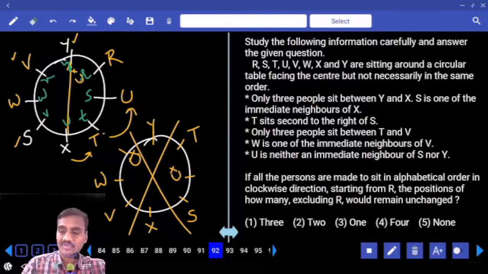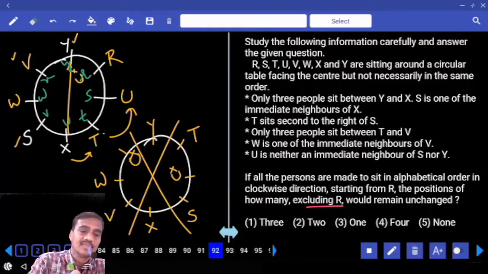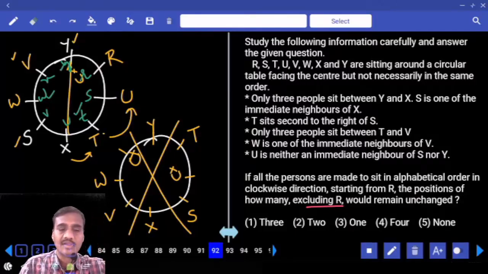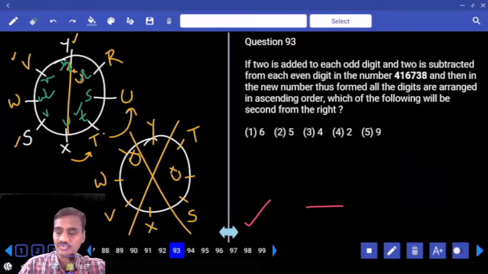Then tell me how many persons excluding r would remain unchanged. Excluding r, how many are in the same places, tell me. And t is one such person, and the next ones are w and y. There are 3 such persons. T, w and y remain at the same place. Choice 1, question number 92.